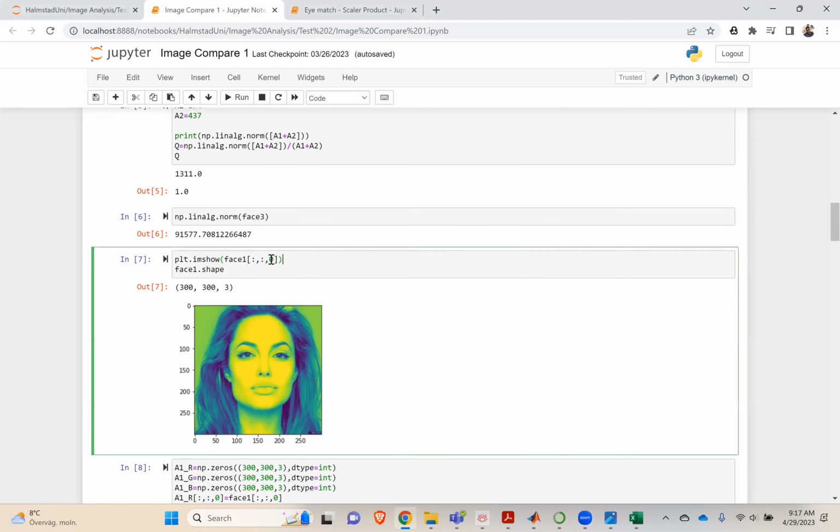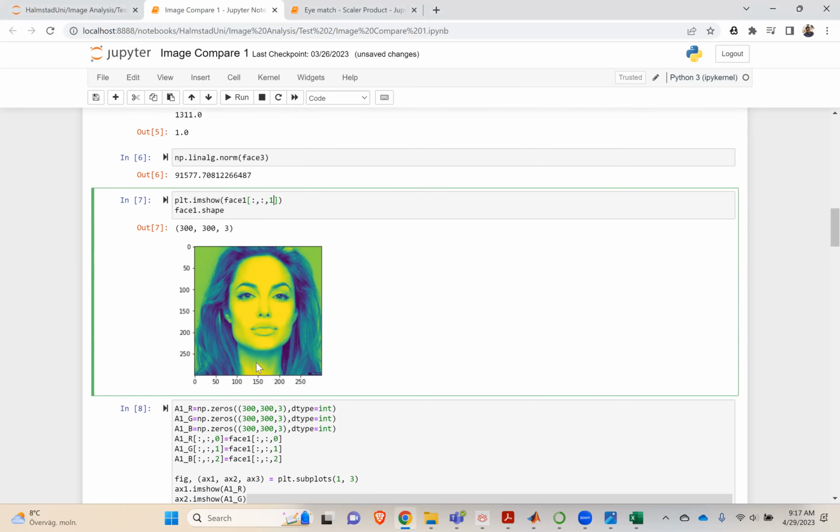In the red one, you can see the face is like this. If I take the green one, see the face is different, and the blue one, it's not the same. Every color captures a different brightness and contrast of the face. So I will compare this one with this one. This is what I'm doing.